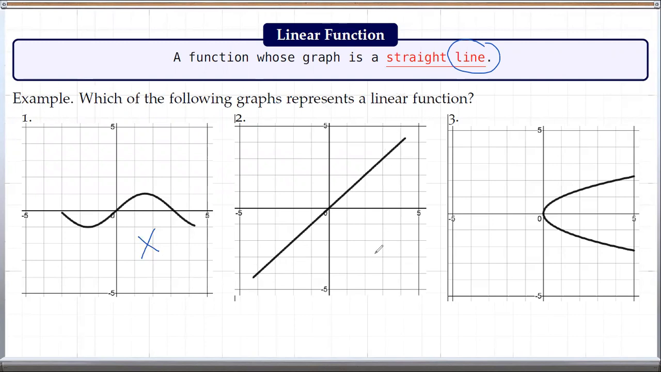The second one is a straight line. So this is definitely a linear function. Again, the third one is not a straight line, it's a curve. So this is also not a linear function. Basically, any graph that is a straight line represents a linear function.